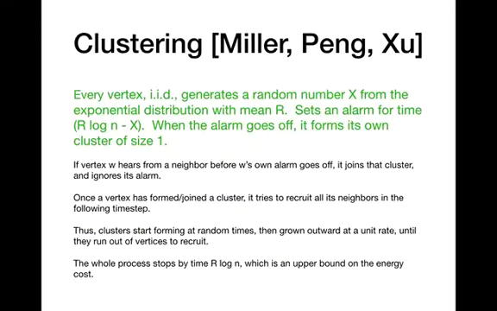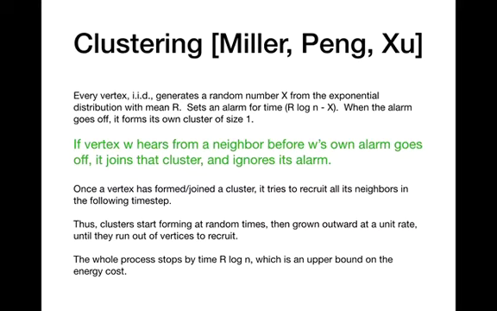So how do we do this? This is an algorithm of Miller, Peng, and Xu, and this is how it goes. Every vertex independently and identically generates a random number x from the exponential distribution with mean r. So you've got this random number, and you set an alarm for time r log n minus x. Now, what is this alarm for? Well, you wait, and when your alarm goes off, you form your own cluster of size 1.